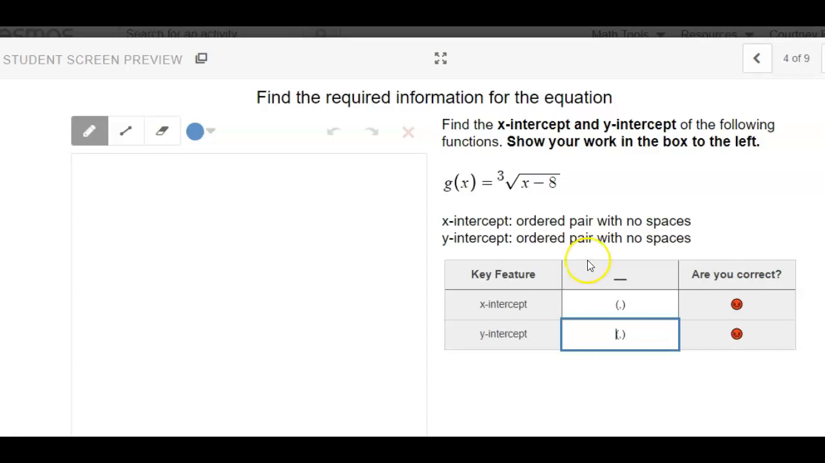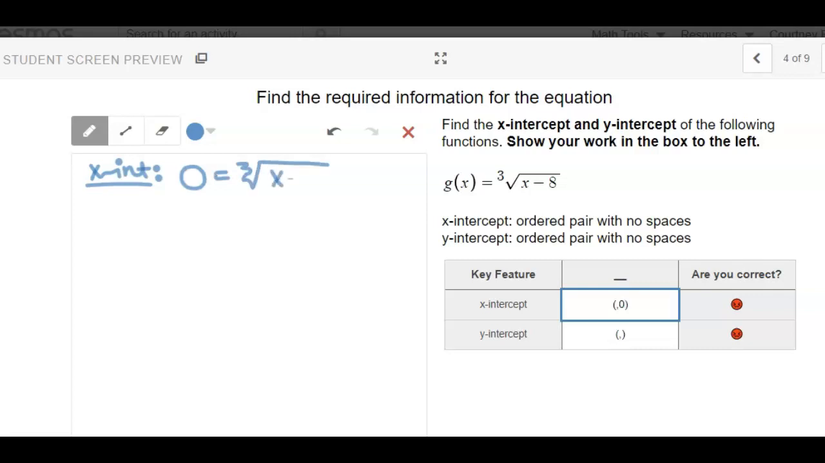And I know that the x-intercept is an x value, but the y value is always going to be what? 0. So let's start out with that idea whenever we're trying to find the x-intercept. Ooh, that doesn't look like a 0. What is that? That almost looks like an O. There we go. Okay, so if my y value is 0, X-intercept. If my y value is 0, I'm going to go ahead and put 0 in place of g of x, because that's really where y is supposed to go. Equals the cube root of x minus 8.